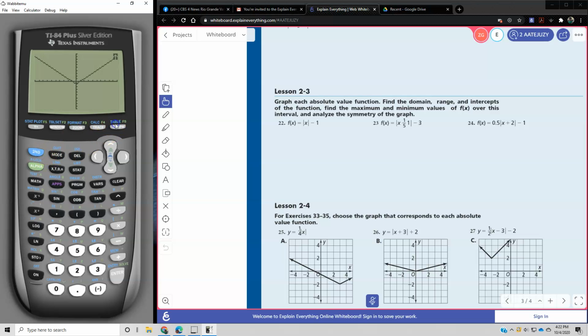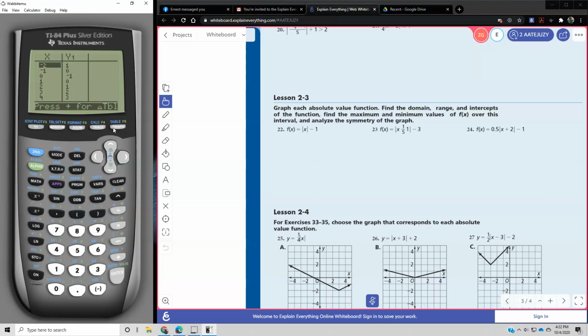And if I want to look at my table, I'm going to use my table to graph this. You have -2, 1, -1, 0, and then 0, 1, 0, -1, 1, 0. So it looks like this.